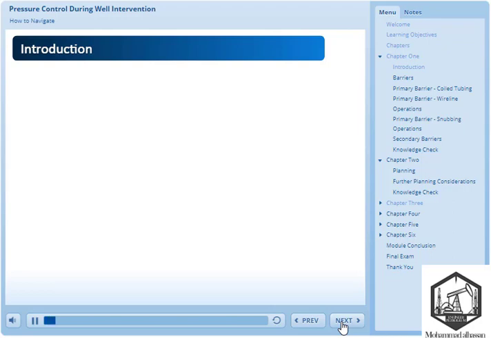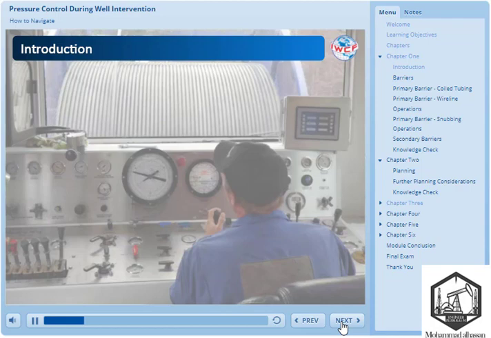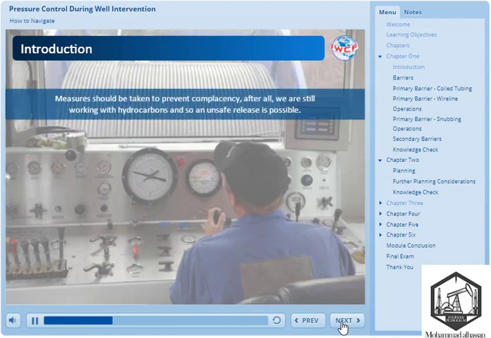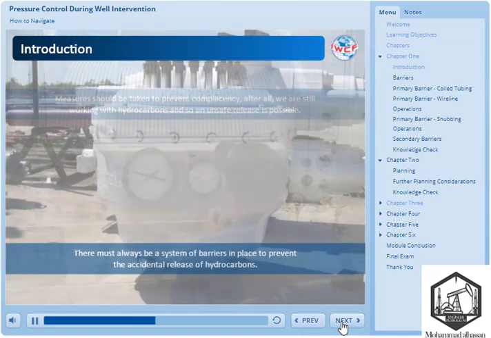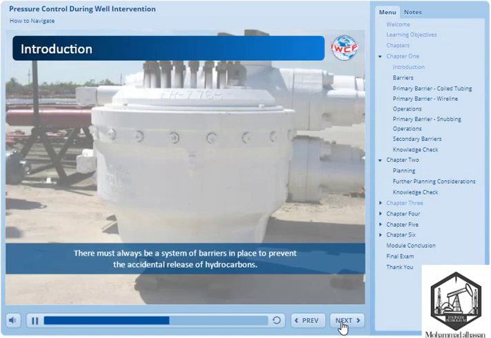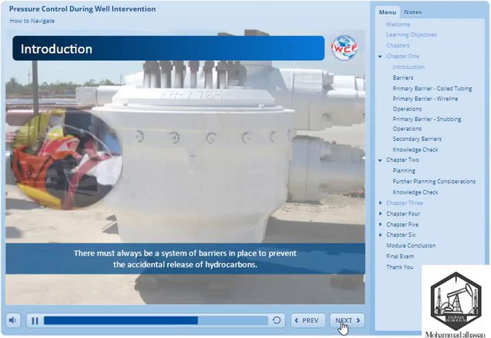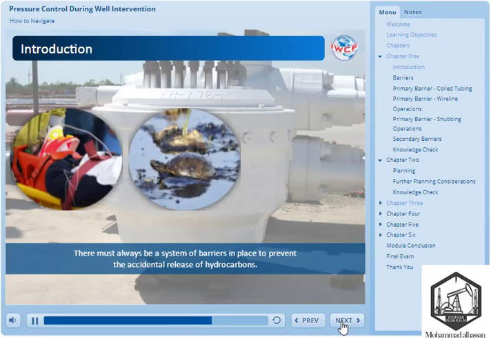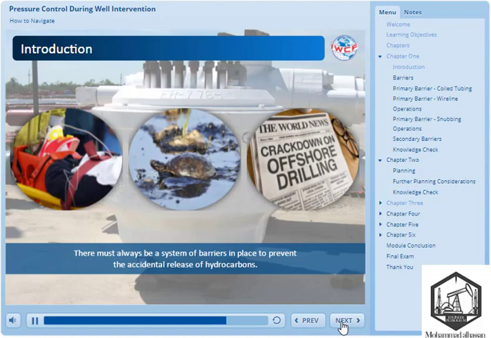As well interventions are routinely conducted on live wells, occasionally these operations can lead to complacency. Measures should be taken to prevent complacency. After all, we are still working with hydrocarbons, and so an unsafe release is possible. There must always be a system of barriers in place to prevent the accidental release of hydrocarbons and consequently the potential loss of life, damage to the environment, and the reputation of our industry. In this chapter, we will define those barriers and the circumstances that they are used in.